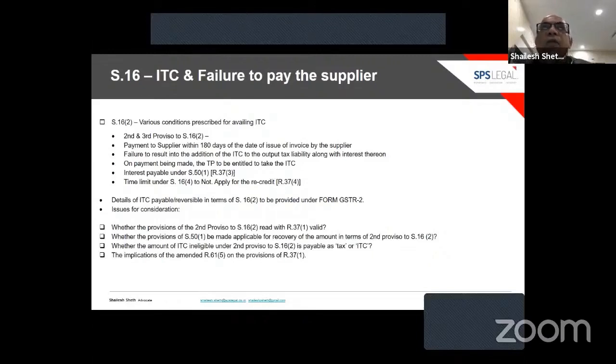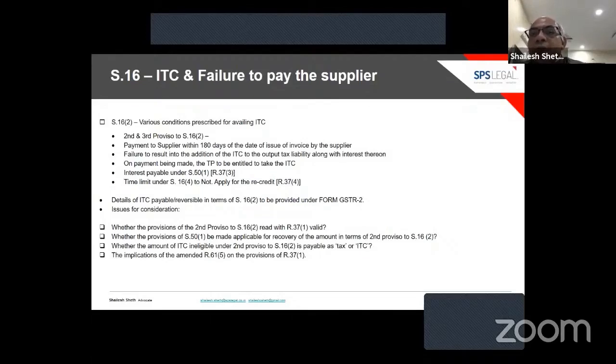The fifth condition is about the time limit within which he should take the credit for a particular invoice or debit note for a particular financial year. This was the sixth condition. Here too, even if we accept the validity of these conditions, legally accept them, the matter does not end here.